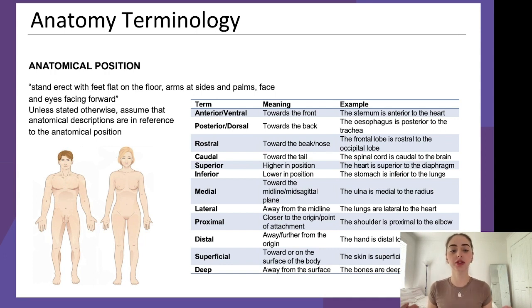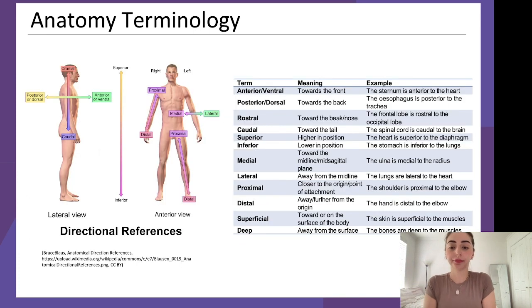Proximal is closer to the origin or point of attachment, okay, so any joints or points of connection. Distal is away from it. Superficial means on the very upper layers of the skin or towards the surface of the body, and then deep is obviously further inside the body. Okay, so you have superficial layers of skin, and then you have deep layers of skin.